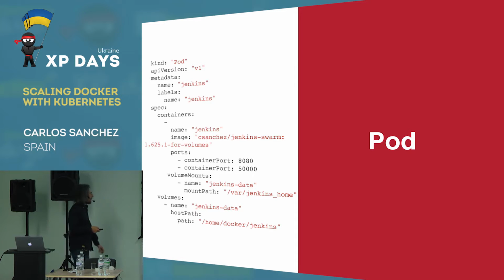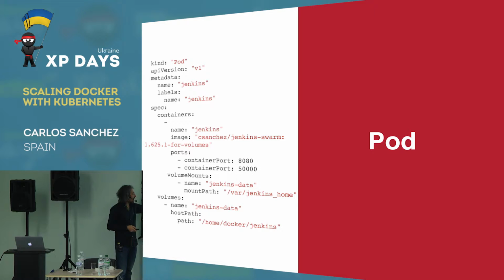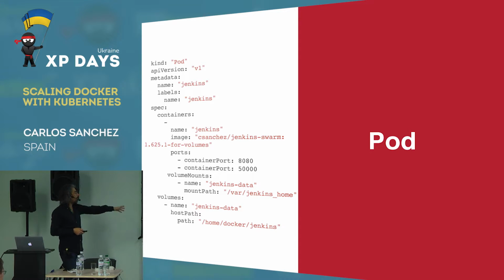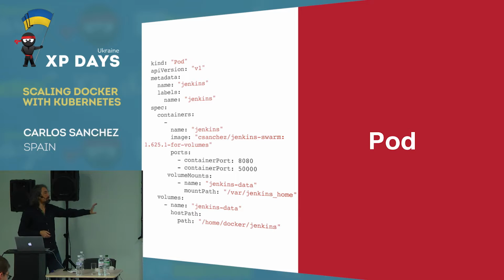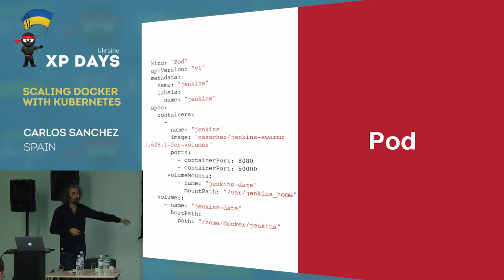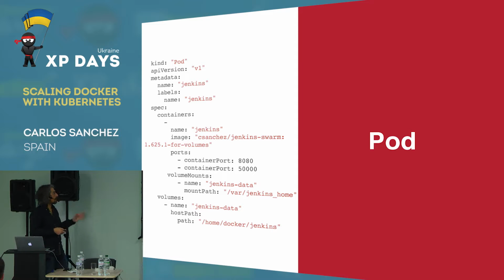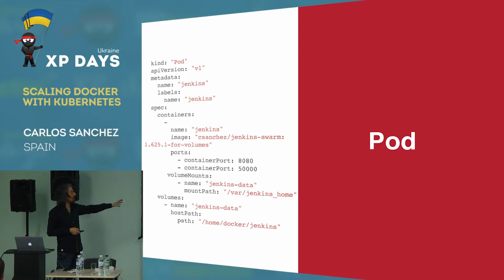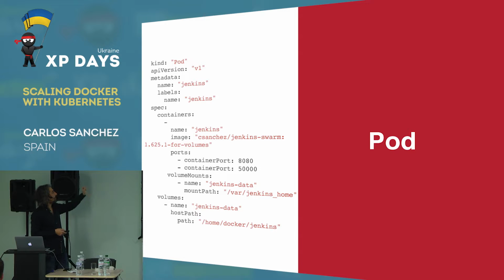So here I'm using a host path. I'm saying, take the host's home Docker Jenkins and mount it into the Jenkins home. Obviously this is not going to work in a distributed architecture, since it uses the volume mounted from the host, but you get the idea. So it's basically the same thing that you do for a Docker container, plus the volume mounts and exposing the ports and attaching some metadata.